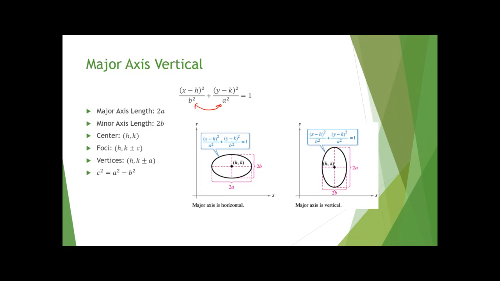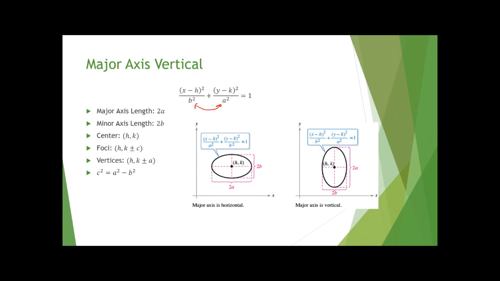These are all pictures from the book, but I have them next to each other so you can see that 2 times a and 2 times b are the same regardless of which form you are in. The only thing that changes is where a squared and b squared are in your formula. And then, of course, if it's vertical, you're adding c and a to the k part instead of the h part. But everything else stays the same. So it's very, very similar.